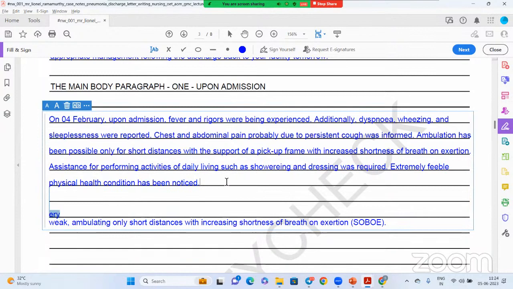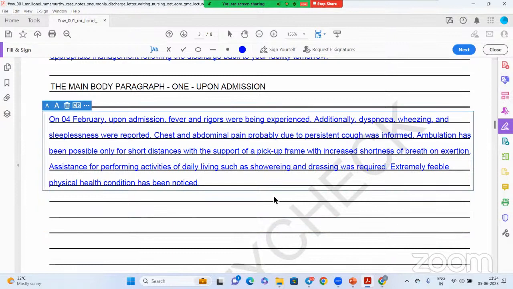Yeah, that is body paragraph one upon admission. This is how you can write. You can write your own sentences.